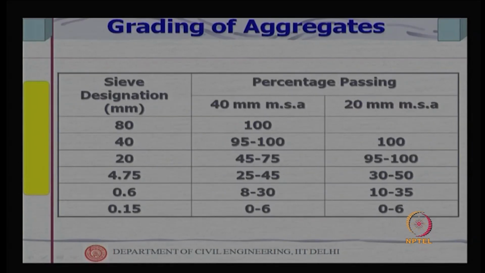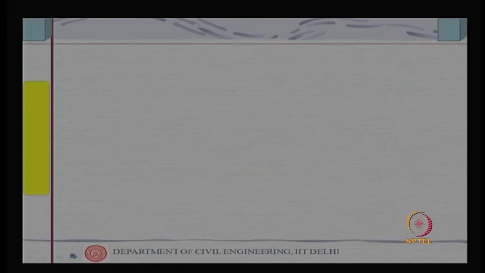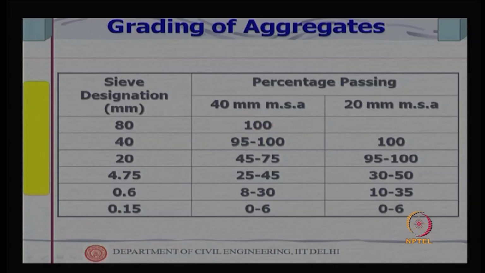This is typical grading requirements. If you have sieve designations given, if it is a 20 mm aggregate MSA 40 mm, then 100% must be passing through this, and 95 to 100% grading requirement is given in the code. So, this is the grading requirement given in the code, in tabular form.